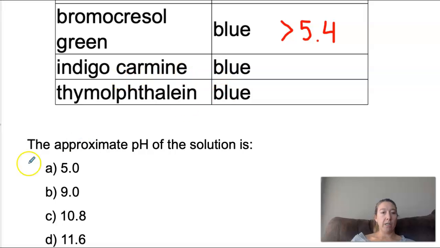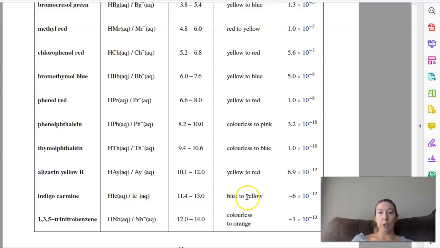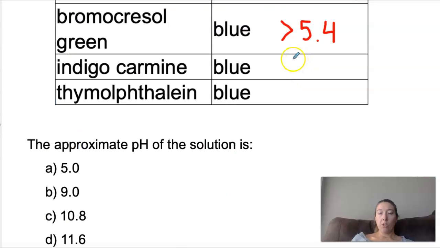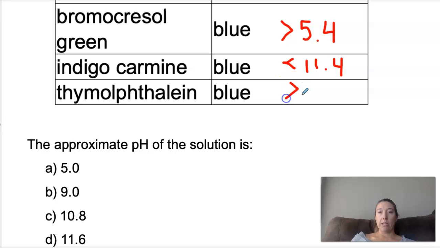Okay, indigo carmine is blue. So here we find indigo carmine blue means that it's going to be less than 11.4. So we know it's less than 11.4. So now we know that the pH is somewhere between 5.4 and 11.4. The question just becomes, can we narrow it down more using the last indicator? So thymolphthalein is blue. So thymolphthalein is here. If it is blue, which is on this side, that means it's a pH greater than 10.6. So we know it's greater than 10.6.